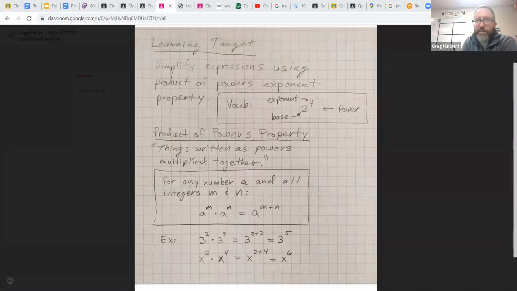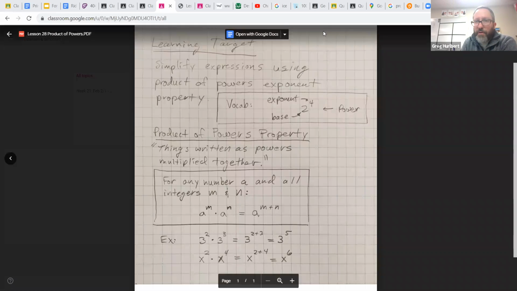Hello, we are going to do a quick video on lesson 28, the product of powers exponent property. So let me share with you a screen. Let's go here. These are the notes that you have in your Google Classroom. And if you look at the learning target with me, we are simplifying expressions using the product of powers exponent property.